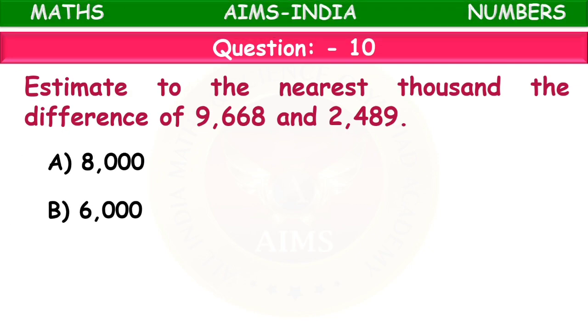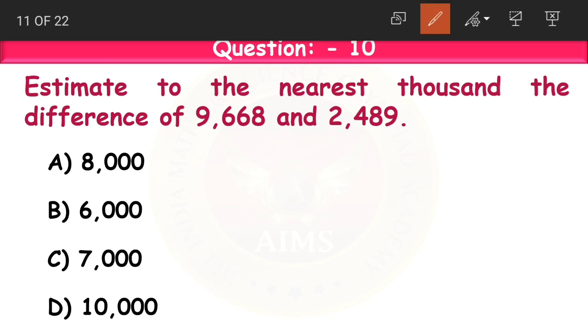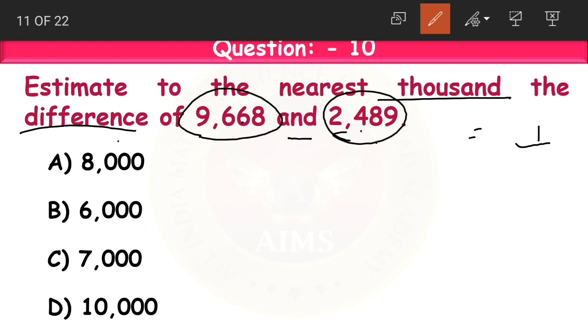Option A, 8,000, B, 6,000, C, 7,000 and D, 10,000. Now again, estimating to the nearest thousand the difference of. Now, don't get confused again. Estimating the difference does not mean subtracting these two numbers and getting a difference. It means that first we need to estimate the given numbers and then find the difference. It is called estimating the difference.